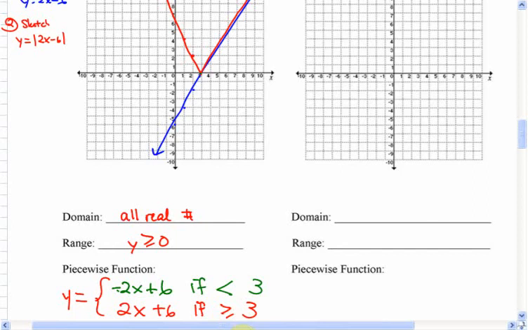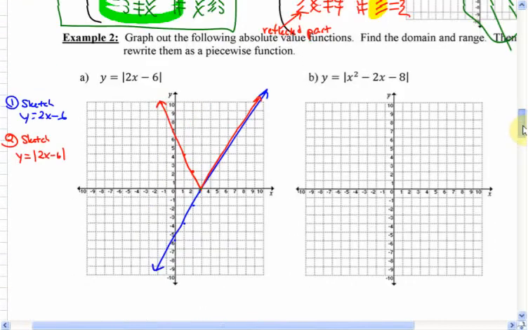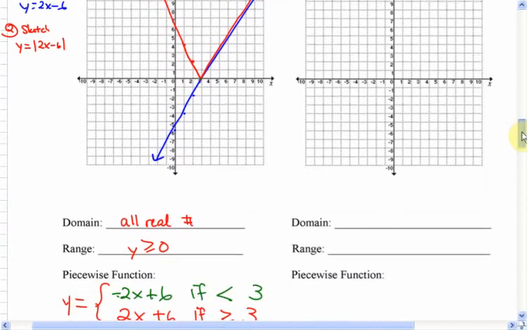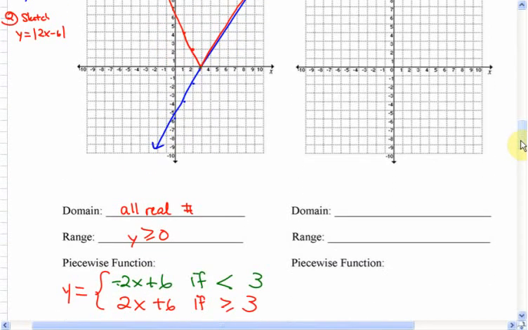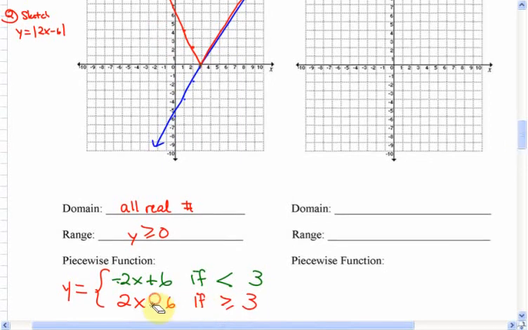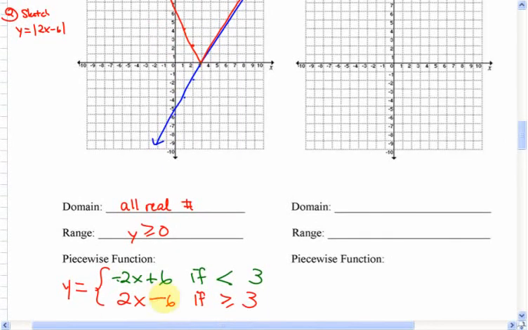All right. Let's do part B together. Okay? Oh, I'm sorry. It's not 2x plus 6. It's 2x minus 6. Thank you. I misread. Thank you, Danny. I'll give you a prize later. Okay? All right. Let's do the next one.